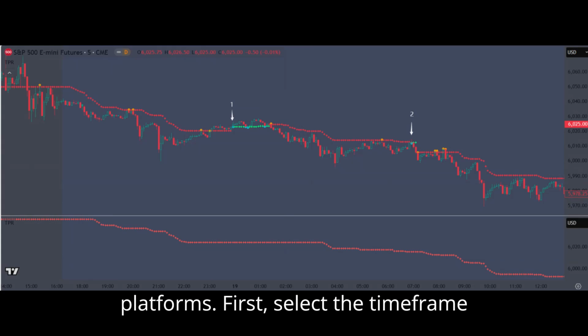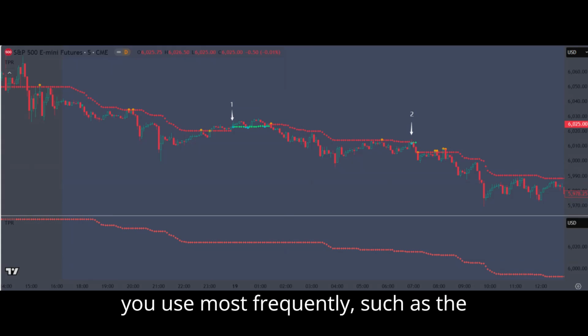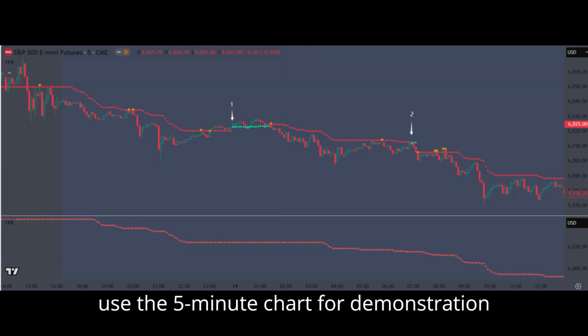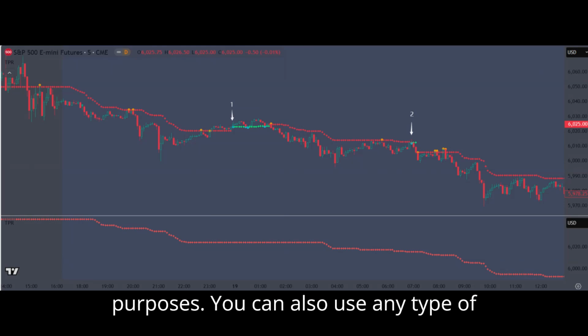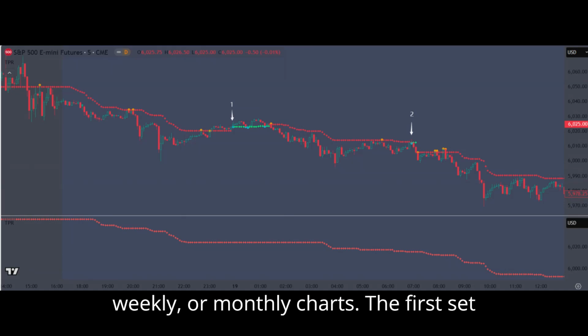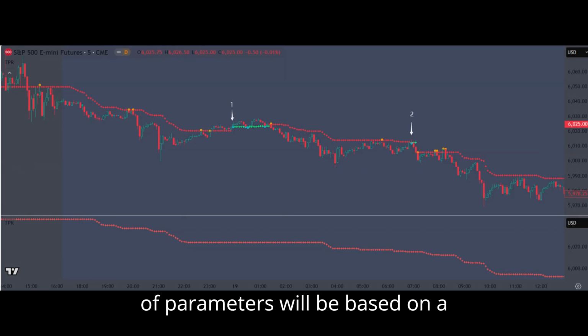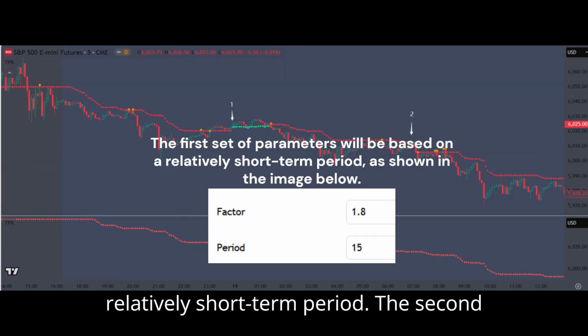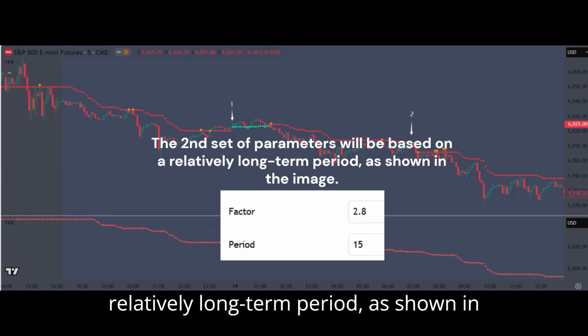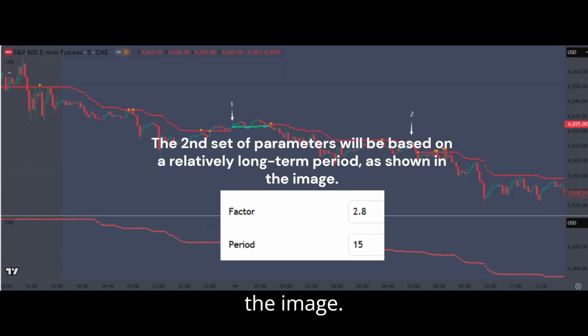First, select the time frame you use most frequently, such as the 5-minute chart. In this example, we will use the 5-minute chart for demonstration purposes. You can also use any type of chart, such as tick, Renko, range, weekly, or monthly charts. The first set of parameters will be based on a relatively short-term period. The second set of parameters will be based on a relatively long-term period, as shown in the image.